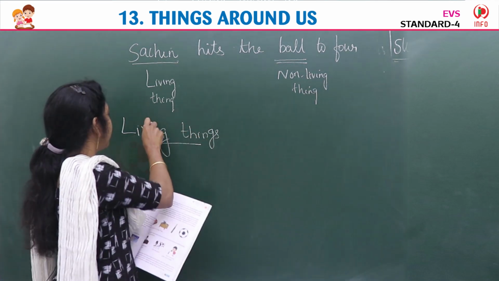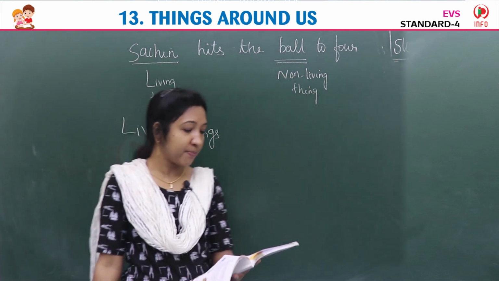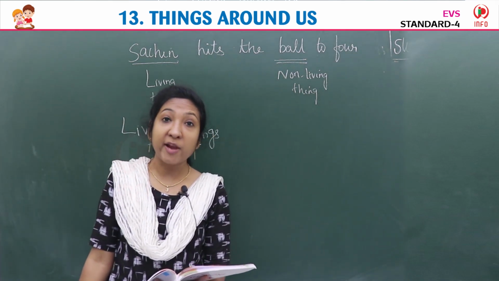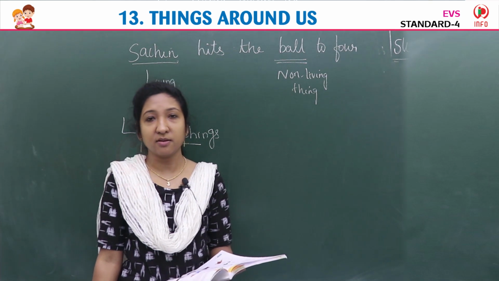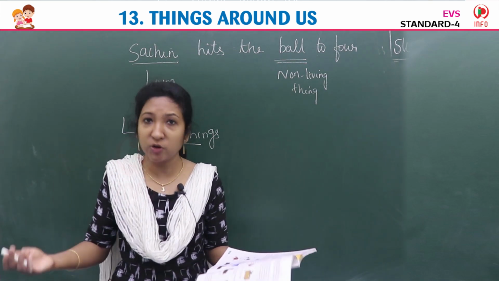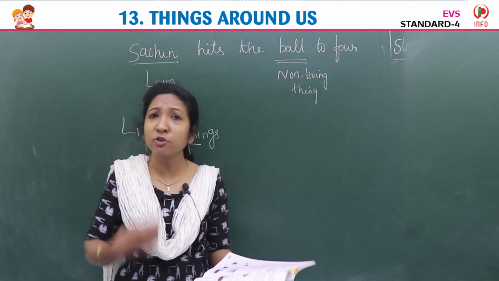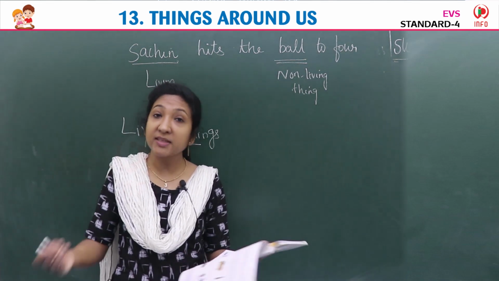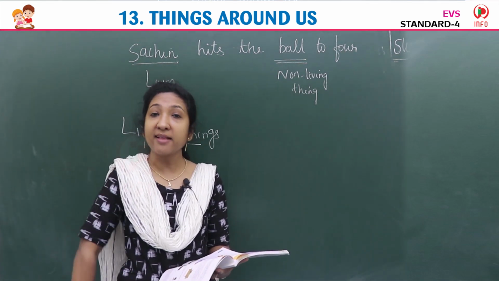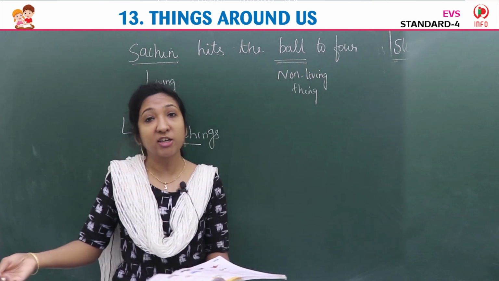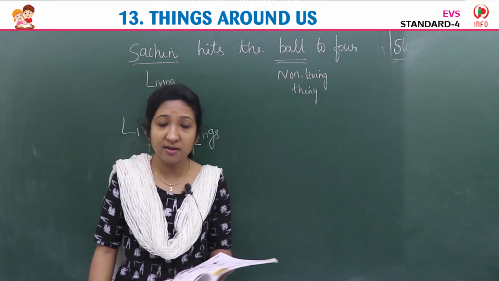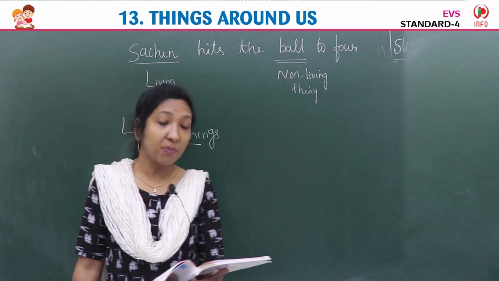Let's see what are the characteristics of these living things. Living things grow and reproduce. Living things grow, we will grow, isn't it? We eat food, we grow. Animals eat food, they grow. Plants, food means water and sunlight are the food of the plants, isn't it? So living things grow and reproduce.